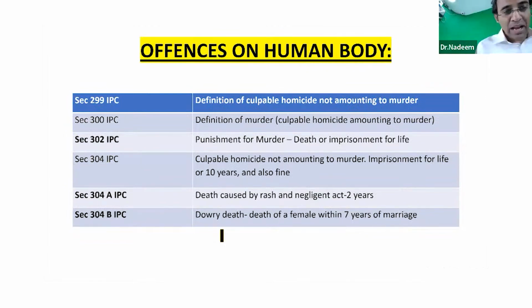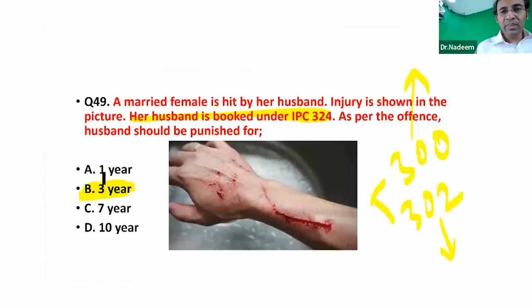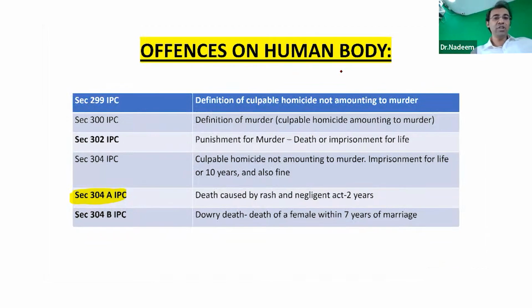Remember one more IPC, IPC number 304A: death caused by a rash or negligent act. Remember IPC number 304A and B. A is for medical negligence, B is for bride dowry death. Okay. Next, last question here.